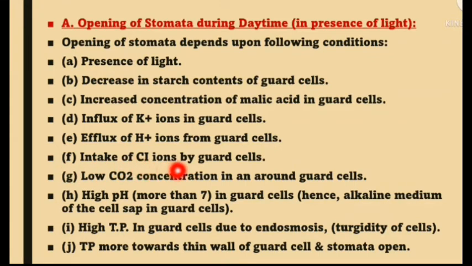Intake of chloride ions by guard cells leads to low concentration of CO2 in and around guard cells. There is high pH in guard cells. High turgor pressure in guard cell due to endosmosis leads to turgidity of cells. Turgor pressure is more toward the thin wall of the guard cell, and the stomata open.